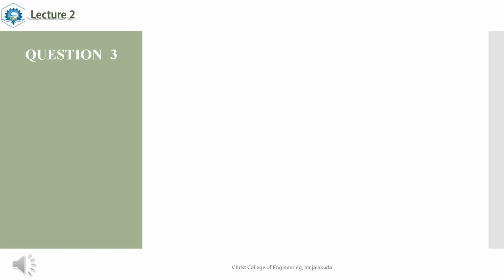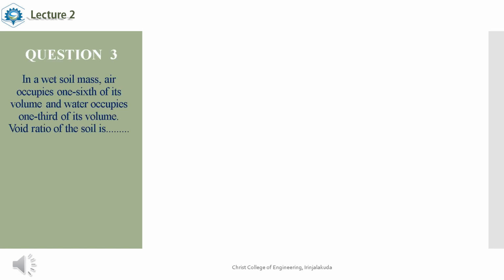Question number 3. In a wet soil mass, air occupies 1/6 of its volume and water occupies 1/3 of its volume. Then the void ratio of the soil is, and the options are 0.25, 0.5, 1 and 1.5. So let's remember these equations, these relations.